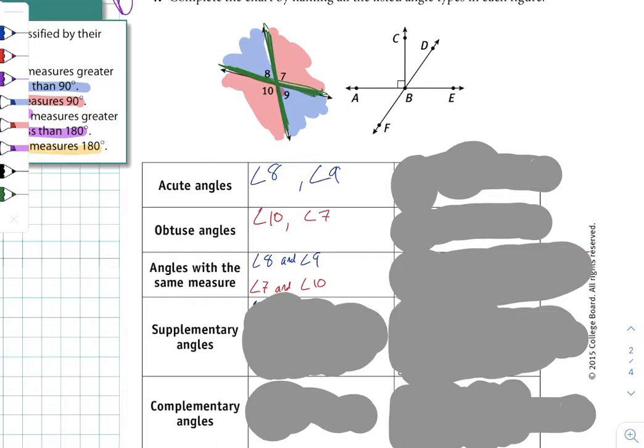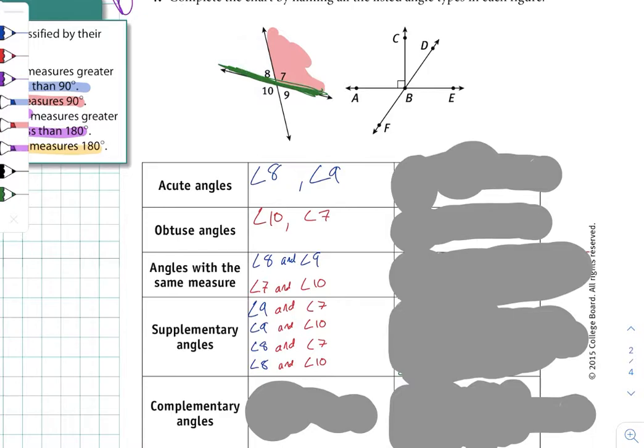Supplementary angles are angles that make 180 degrees. So any angles that make up a straight line: here 7 and 8 make up a straight line, and 7 and 9 make up a straight line. Both of those make 180 degrees, so they'll be supplementary. And 10 can be combined with 8; those two make a straight line, or 180 degrees. Also 10 can be combined with 9 to make 180 degrees. They also make a straight line.